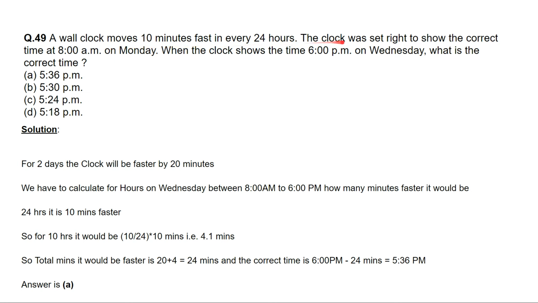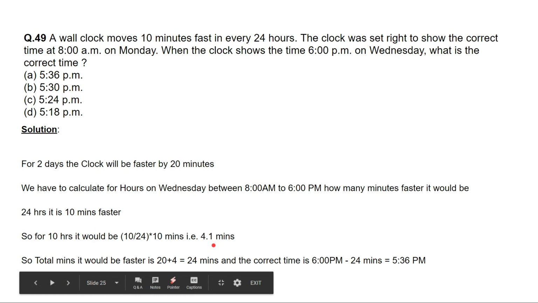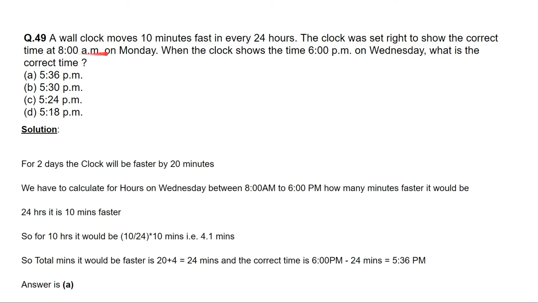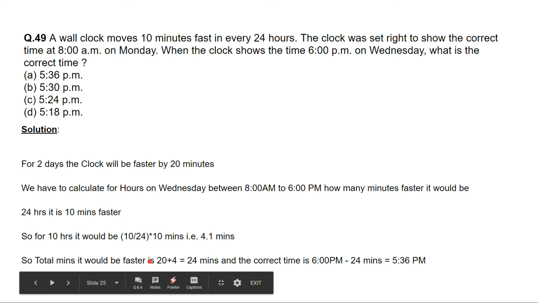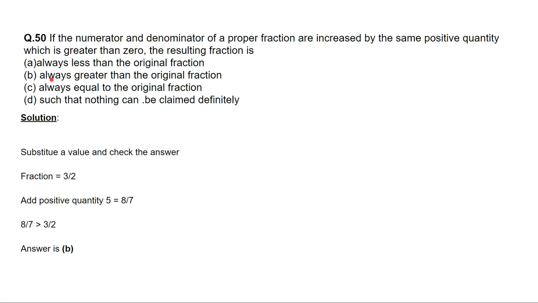Okay, so we know for 24 hours it is 10 minutes faster. Between 8 a.m. Wednesday and 6 p.m. Wednesday, it is 10 hours. So for those 10 hours, the clock is going to be about 4 minutes faster. So total, starting from 8 a.m. Monday to 6 p.m. Wednesday, it is going to be 20 minutes plus these 4 minutes. So it will be 24 minutes. If you deduct 24 minutes from 6 p.m., you will get 5:36 p.m. So the correct answer here is A.